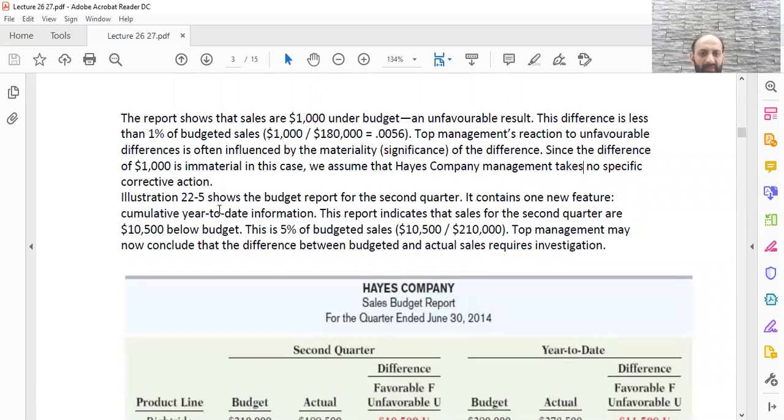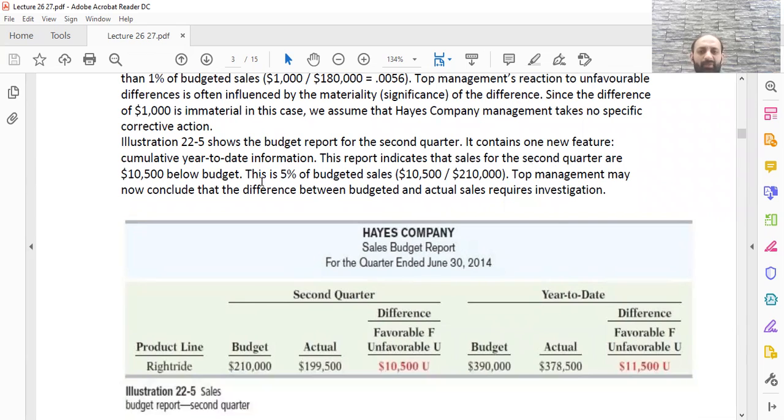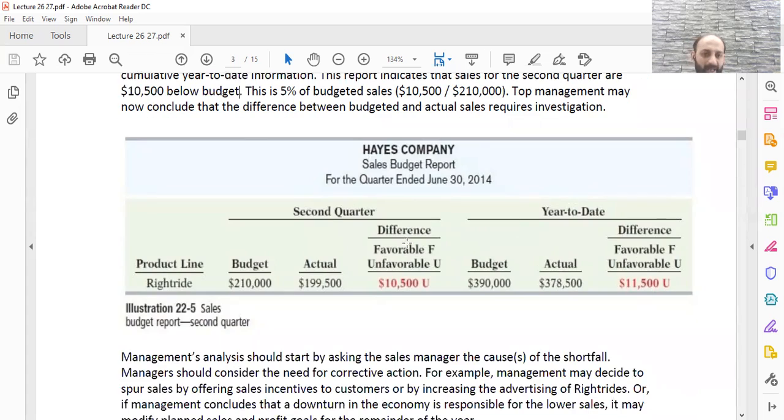Illustration 22.5 shows the budget report for the second quarter. It contains one new feature, cumulative year-to-date information. The report indicates that sales for the second quarter are 10,500 below budget. This is 5% of budgeted sales. Top management may now conclude that the difference between budgeted and actual sales requires investigation.